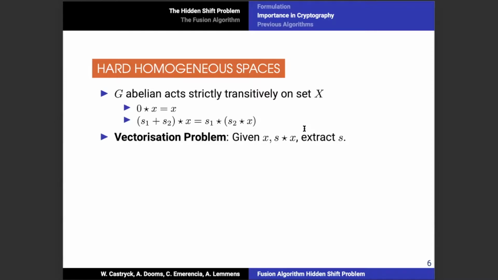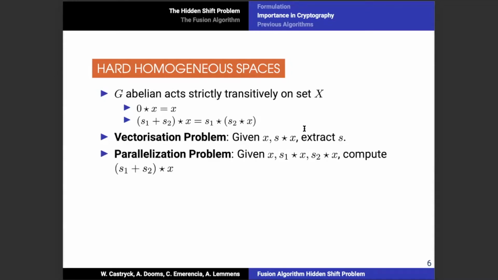So now I can define two problems. The vectorization problem asks, given X and S star X, find S. And the parallelization problem asks, given X and S1 star X and S2 star X, find (S1 plus S2) star X. The Diffie-Hellman protocol we saw in the previous slide depends on the hardness of the parallelization problem. And obviously, if you can solve the vectorization problem, you can also solve the parallelization problem. It turns out that with a quantum computer, the opposite also holds, and the two problems are equivalent.